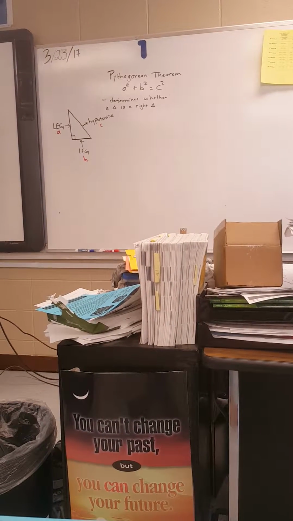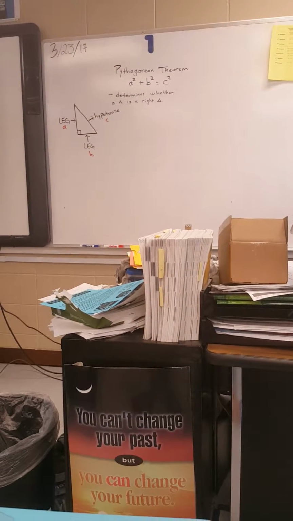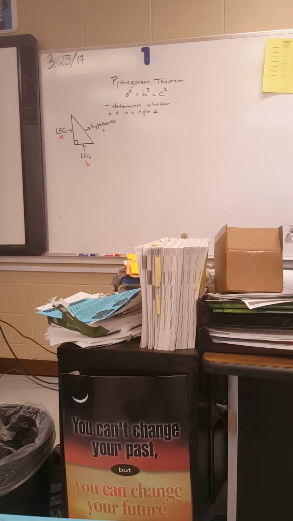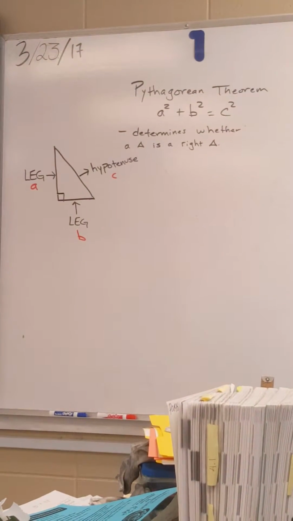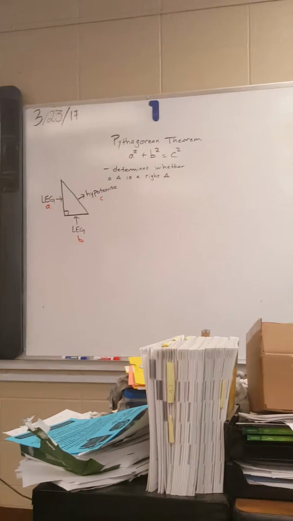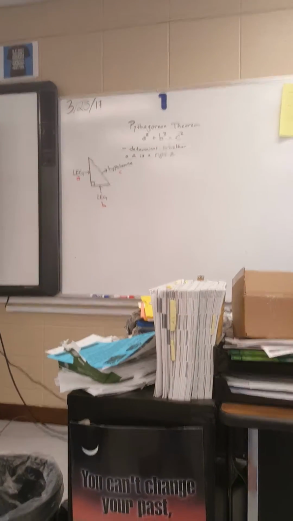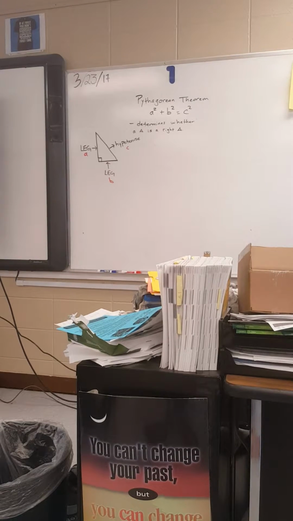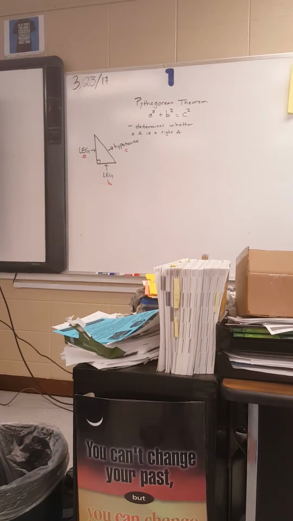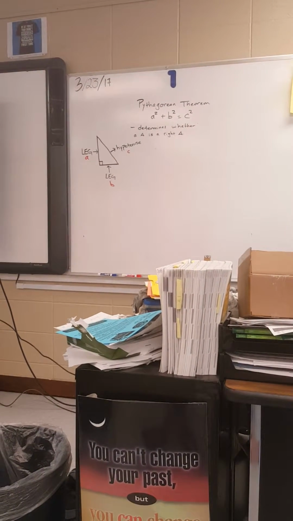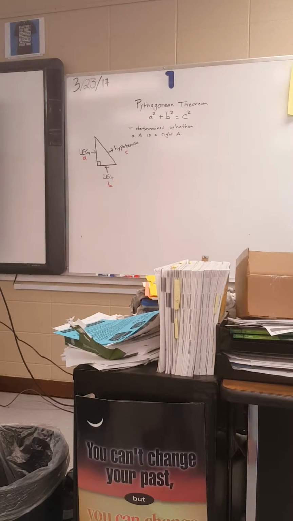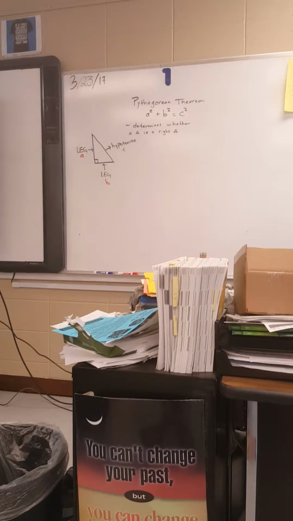Pythagorean Theorem. Alright? A squared plus B squared equals C squared. Now, it's saying the sum of the squares of the sides is going to equal the length of the hypotenuse squared. All these together, both sides equaling each other, that means that we're going to have a right triangle.